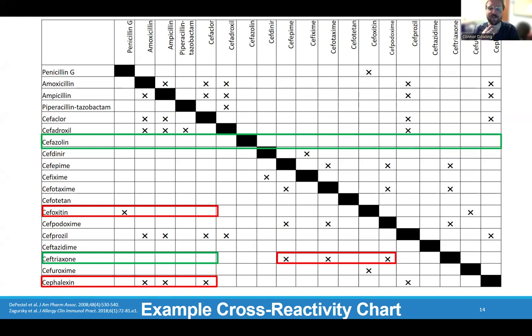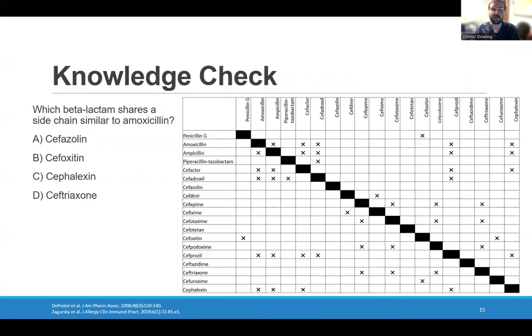You'll hear me talk about it a few more times during this presentation, where it does not have that similar side chain with any other beta-lactam antibiotic. So this is really our unique scenario here, and a great example of why we can't always just rely on a generation to determine whether or not our side chains are similar. And it's just a quick knowledge check for everybody.